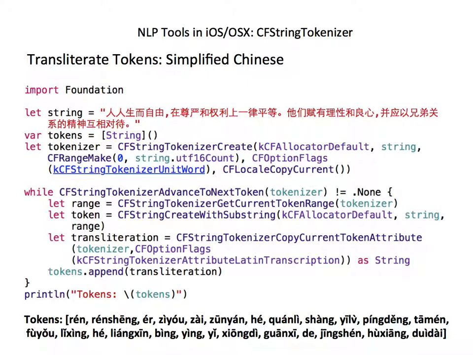With only a minor change, we can also transliterate the tokens by using the CFStringTokenizer copyCurrentToken attribute function in our while loop. We pass in the Latin transcription option, and then instead of adding the token string to our array, we add the transliteration string for each token. And you can see that the code now prints the Latin transliteration of the tokens.